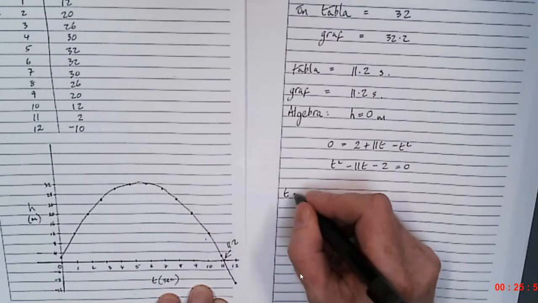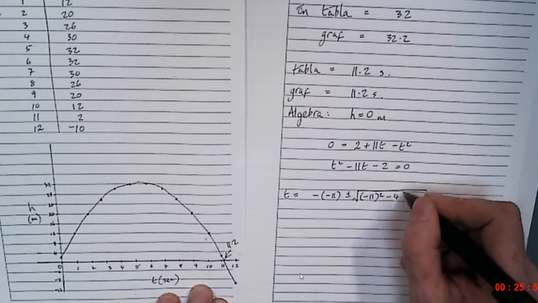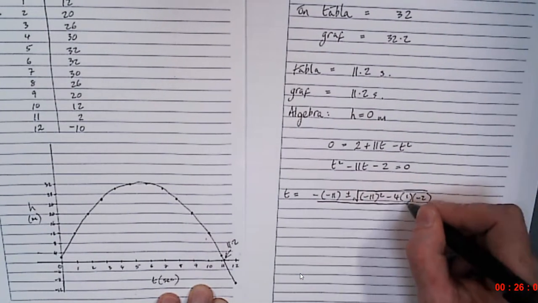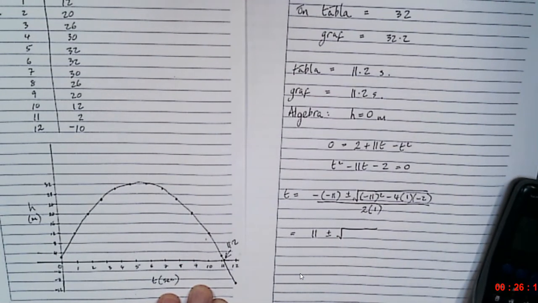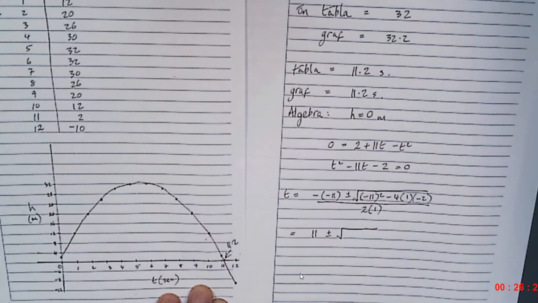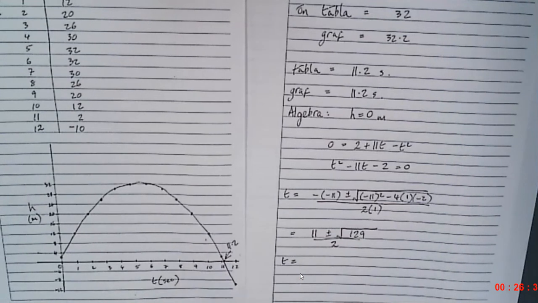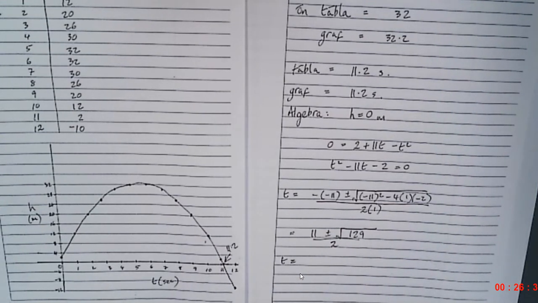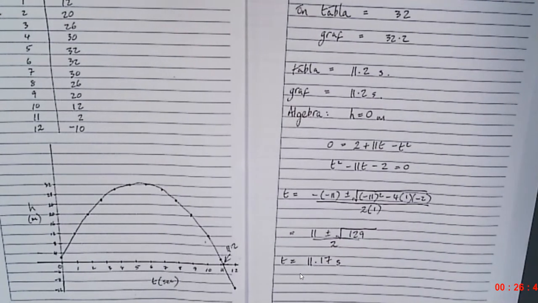So t equals minus b plus or minus the square root of b squared minus 4ac, all over 2a. So using the quadratic formula, we substitute the values into the calculator. The t value comes out as 11 point something, which agrees with our estimate of 11.2 seconds.